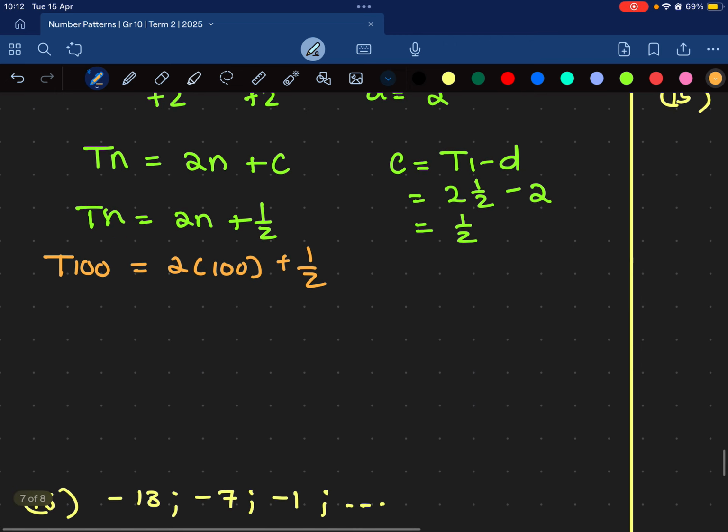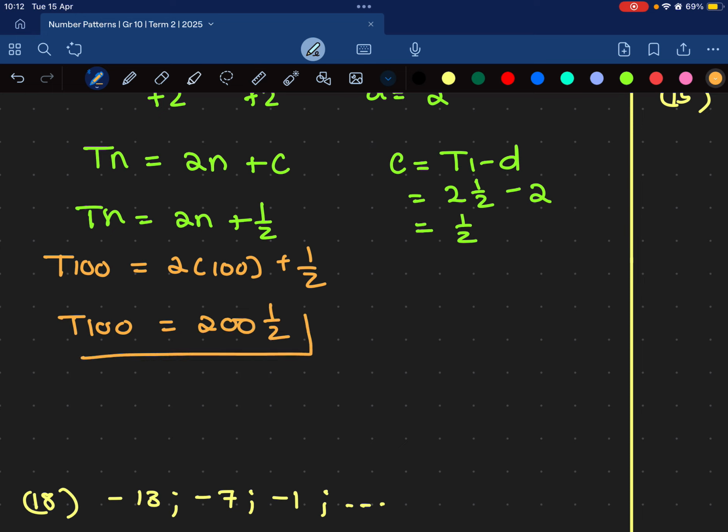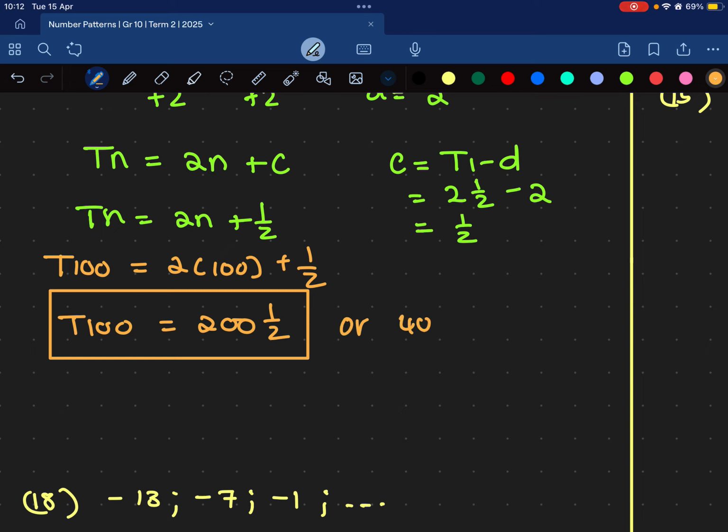So in this case, you can leave it as an improper fraction, it's fine. But it's more than acceptable to say, well, 2 times 100 is 200, plus a half would be 200 and a half. Okay, you can leave it like this if you want to. If you are uncertain and you don't really want to leave it like this, you could also leave it as 401 over 2. It's also okay.